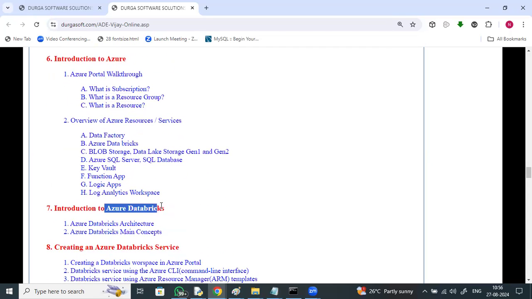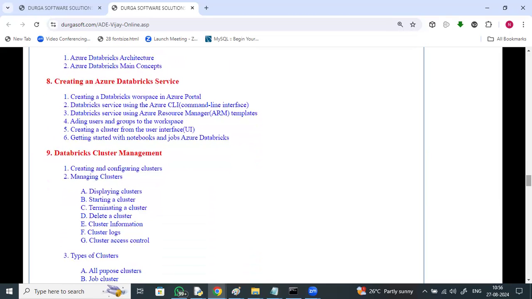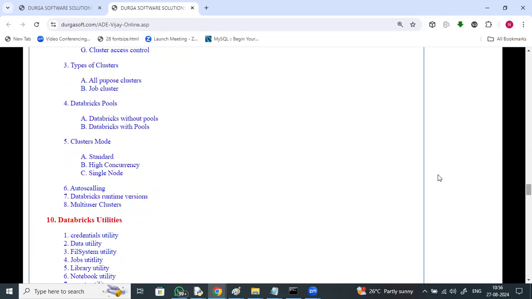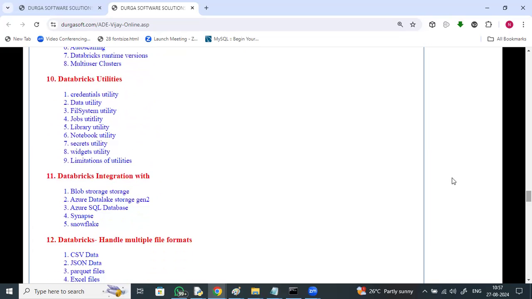Then Azure: introduction to Azure Databricks architecture, Databricks main concepts, creating a Databricks workspace in the Azure portal, Databricks service using Azure CLI, adding users and groups to the workspace, creating a cluster, getting started with notebooks, starting and terminating a cluster, cluster information, cluster logs, cluster access control, types of cluster, all purpose clusters, job cluster, Databricks pools, Databricks without pools, high concurrency, single node, auto scaling feature, Databricks runtime versions, multi-user clusters, Databricks utilities: credential, data, file system, job, library, notebook secrets, widgets utility, and limitations of utilities.